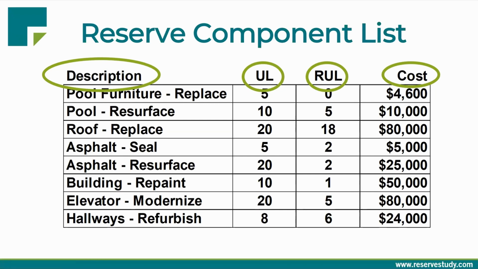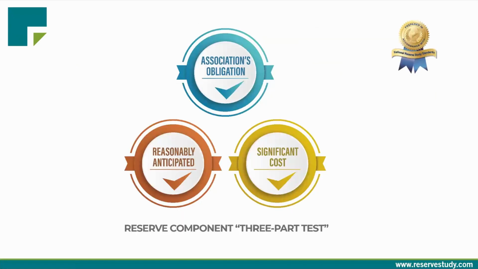And you say, well, what project should appear on our reserve study? Well, the answer to that question is found in National Reserve Study Standards. There's a 3-part test. That 3-part test is that to be funded through reserves, it needs to be the association's obligation, basically common area, so not something that the developer owns, not something that the management company owns.